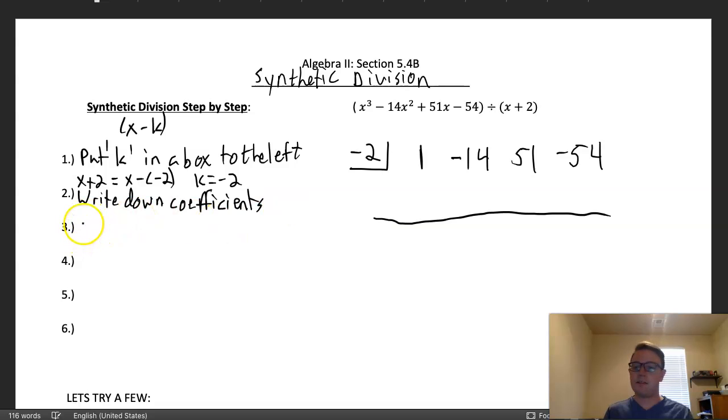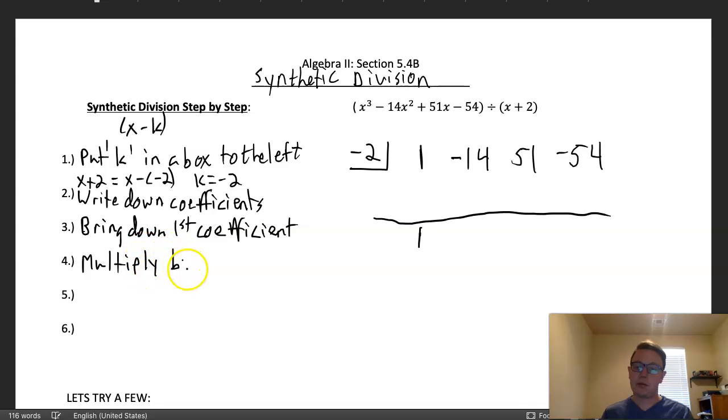Step 3, we're going to bring down the first coefficient. So we're going to take 1, we're going to bring it down here. Step 4 is multiply that by k. So k in this case is negative 2. We're going to multiply 1 by negative 2. We're left with negative 2. We're going to bring it over to here.